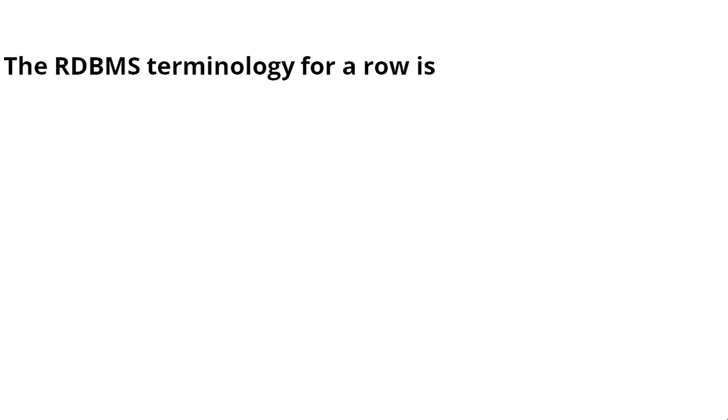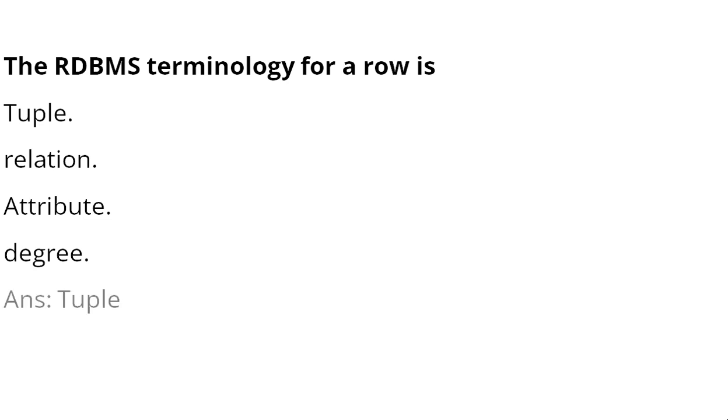The RDBMS terminology for a row is tuple, relation, attribute, or degree, and the correct option is tuple.